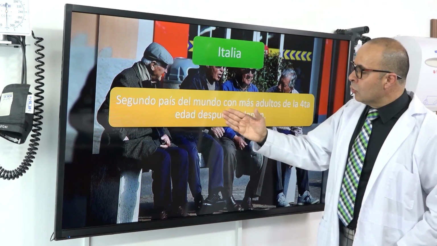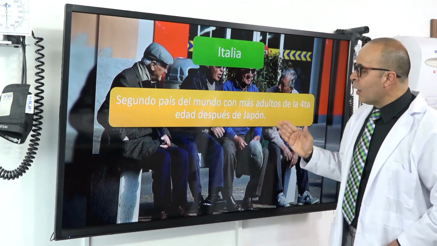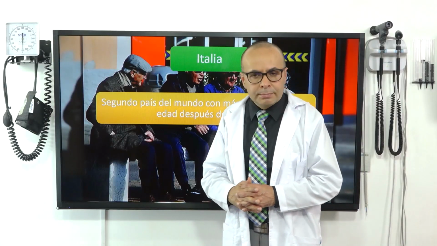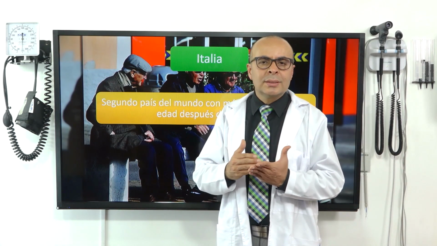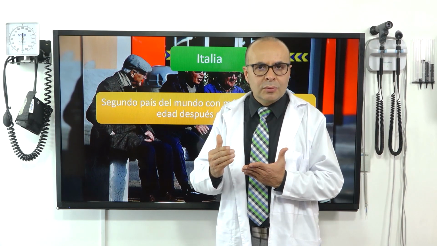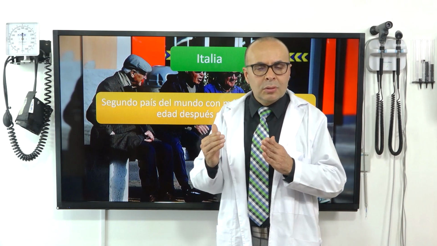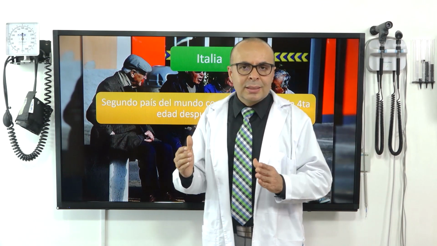Italy is the second country in the world with the most adults over 80 years of age, after Japan. So the rate of mortality for this virus is greater the older the person is.